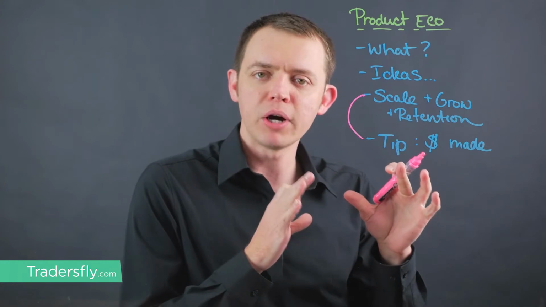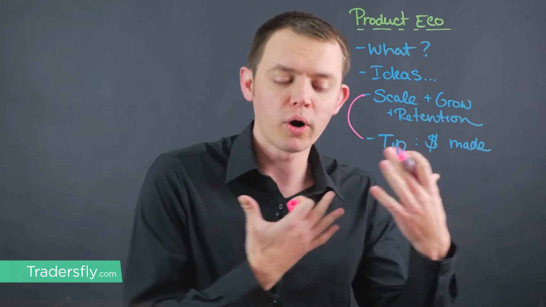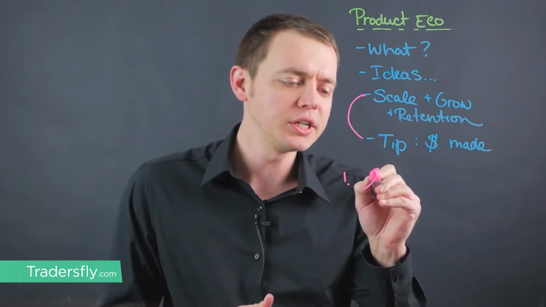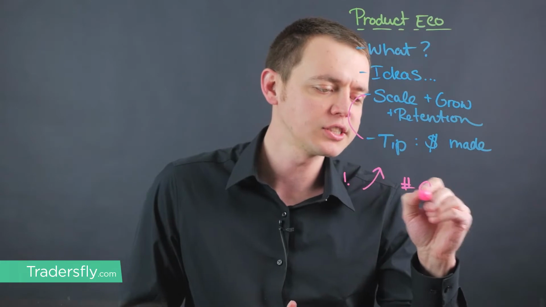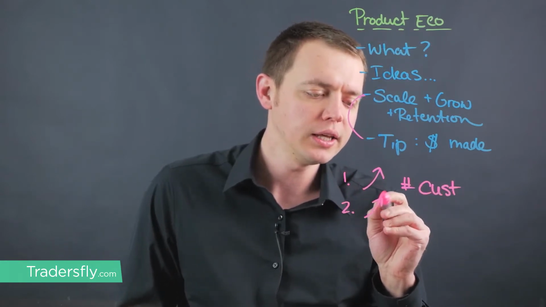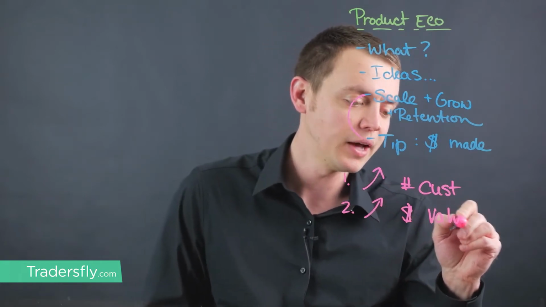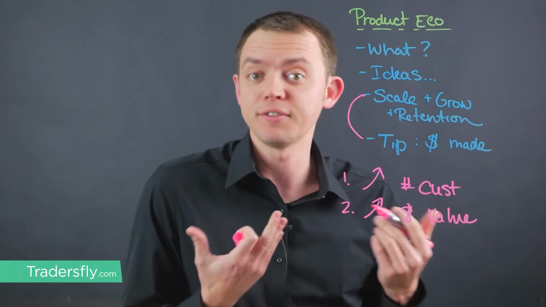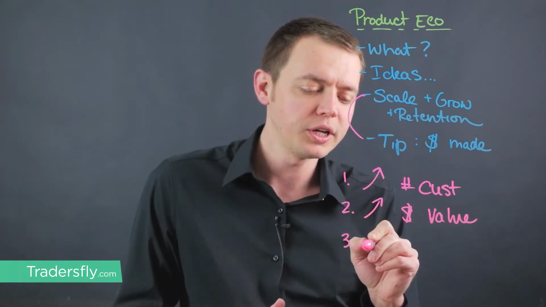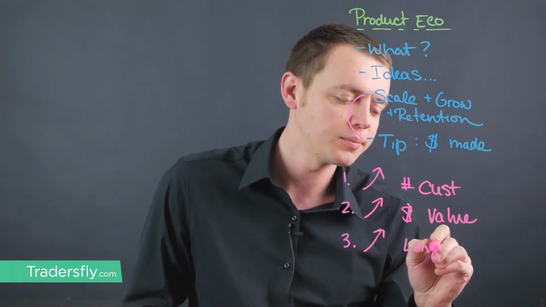How is money made when it comes to the business? How can you make more money? Well, number one, you can increase the number of customers. Number two, you can increase the dollar value of that product. So let's say instead of a product costing $50, now it's $500 or $75. Or number three, that customer is just with you longer in time, right?